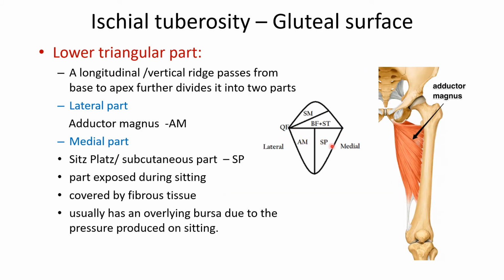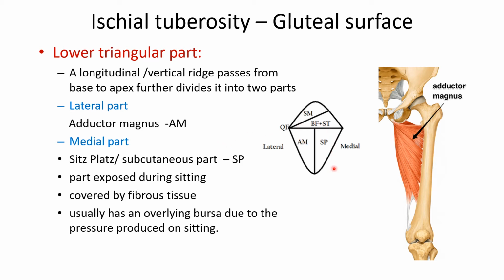Coming to the lower triangular part, which is divided by a vertical ridge into a lateral part and a medial part. The lateral part gives origin to the ischial part of the adductor magnus muscle. That means there is an adductor part of the adductor magnus muscle, which you must have studied during your dissection of the medial compartment of the thigh.